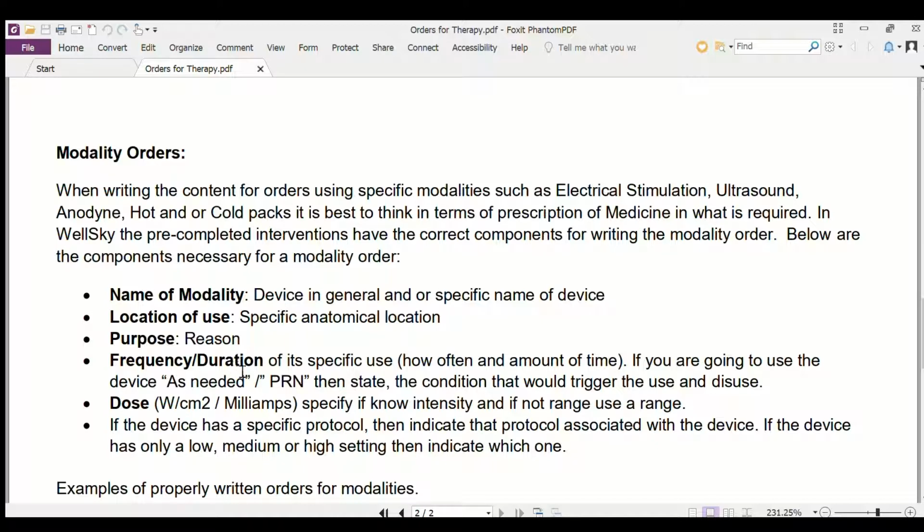A note on frequency and duration. This does not mean the frequency you put for your therapy visits; this matches the modality. You want to put a specific frequency for the use of this modality, which may be less than the frequency of your visits. So let's take a look here.